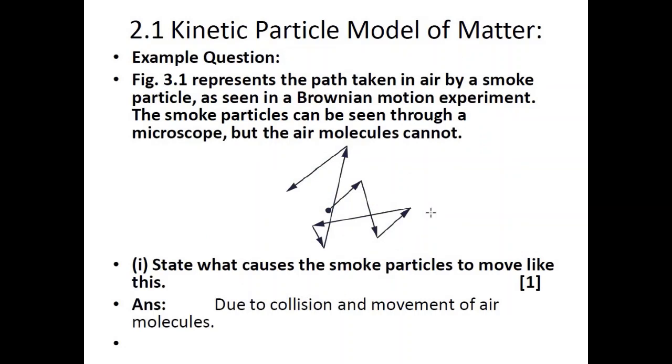Example question: figure 3.1 represents the path taken in air by a smoke particle. The smoke particle can be seen through a microscope, but the air molecules cannot. State what causes the smoke particles to move like this. Smoke particles move like this because of collisions and movement of air molecules, or any other gas or liquid particles or atoms that may be used for the experiment.